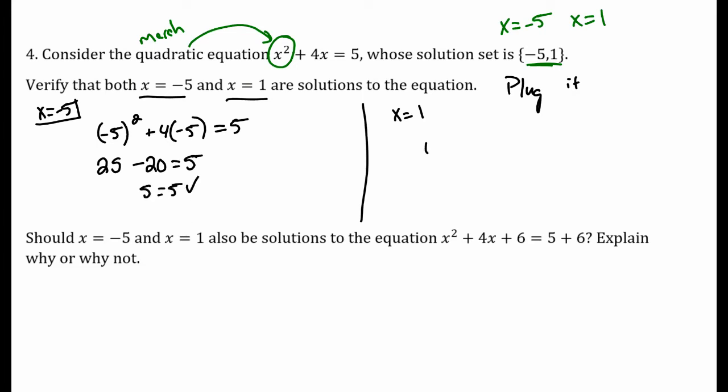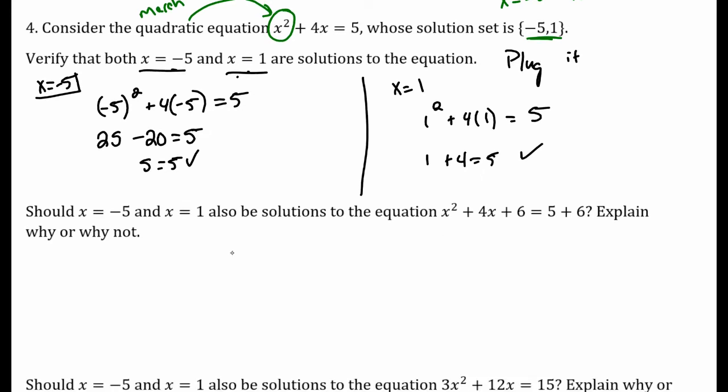What about 1? 1 squared plus 4 times 1, does that equal 5? 1 plus 4 equals 5. That's a true statement to me. So they are solutions. This equation has 2 different solutions, -5 and +1. They both make it true.